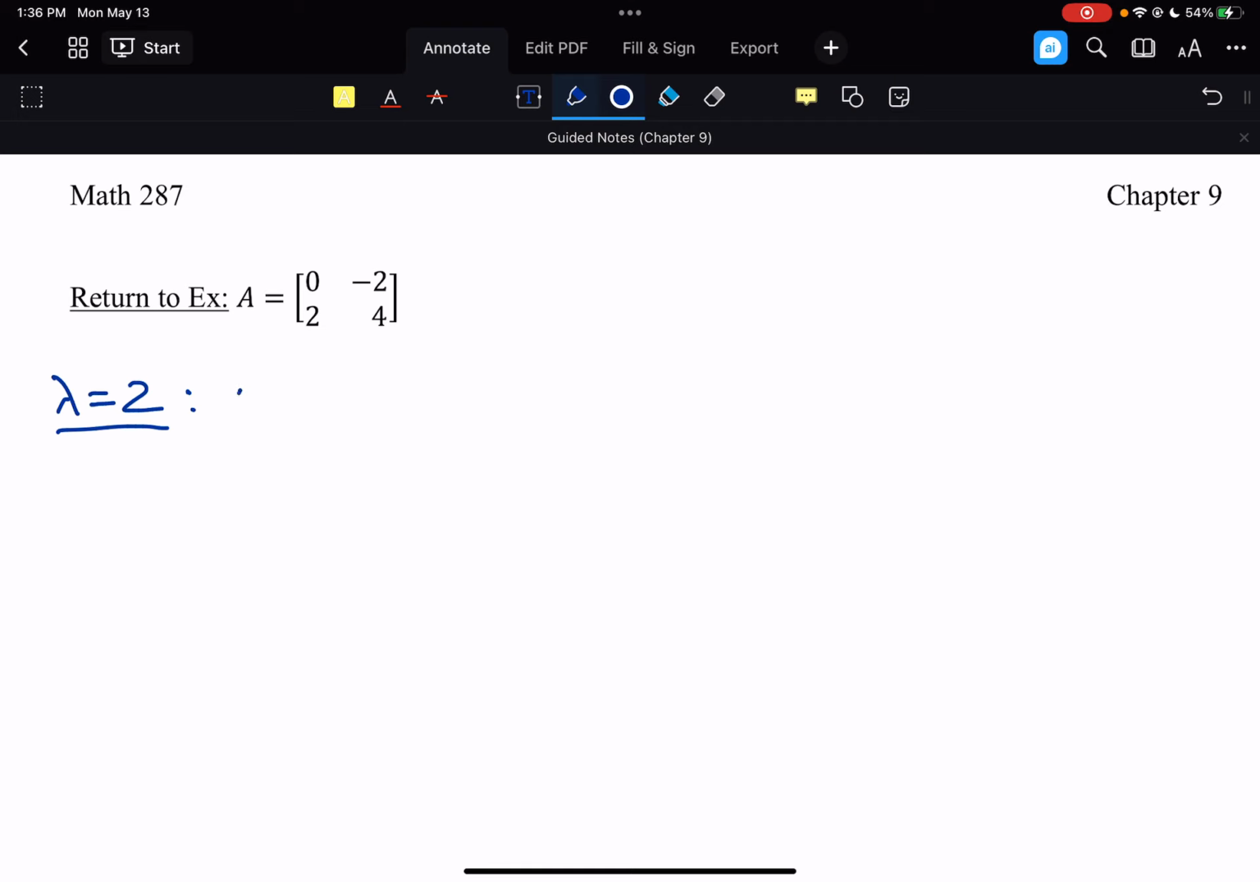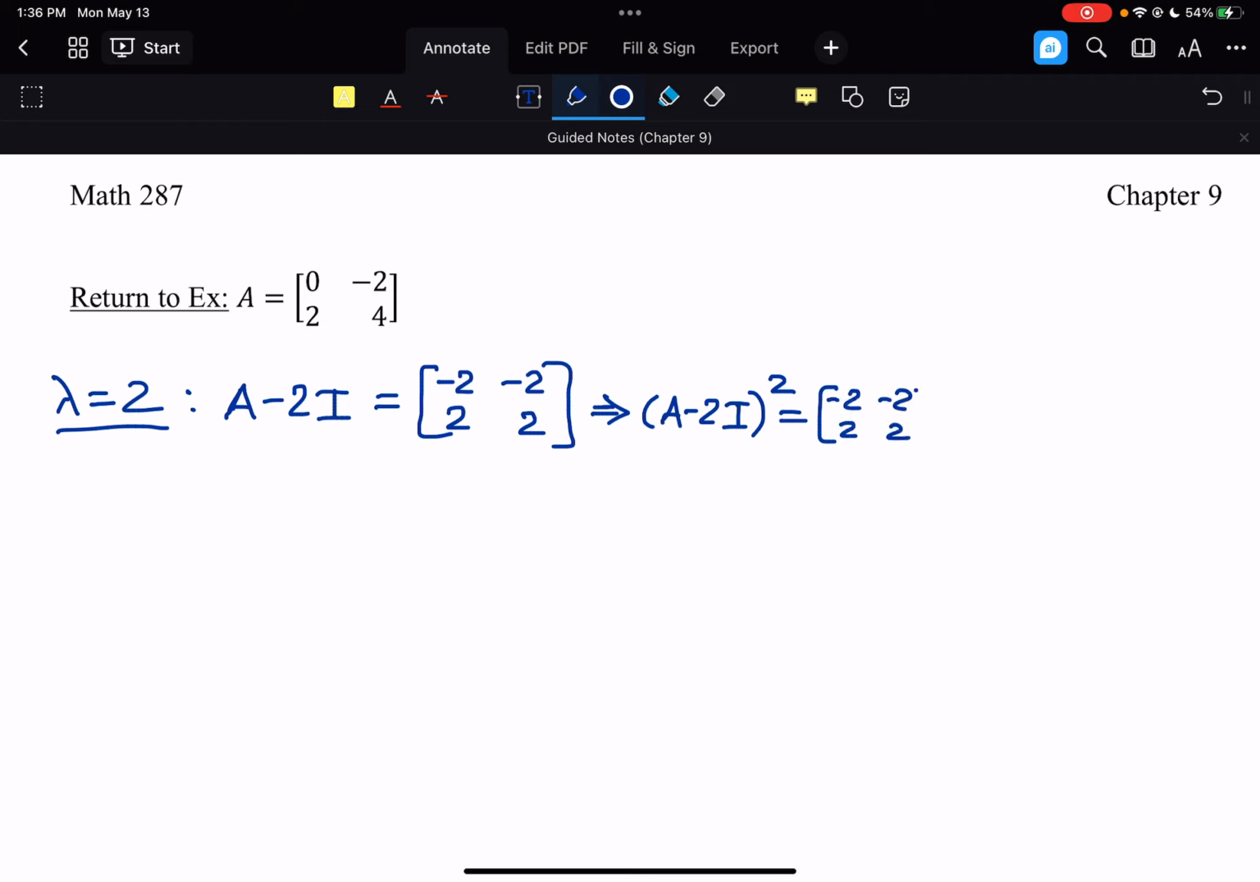So we're going to have lambda equals 2. If we take a look at A minus 2I, so that's A minus lambda I, this is negative 2, negative 2, 2, 2. Then if we take a look at A minus 2I squared, so that's negative 2, negative 2, 2, 2, times negative 2, negative 2, 2, 2. We go row by column, so we get negative 4 plus 4, so 0. We get plus 4 minus 4, so that's 0. We get minus 4 plus 4, so 0. And then minus 4 plus 4, so 0.